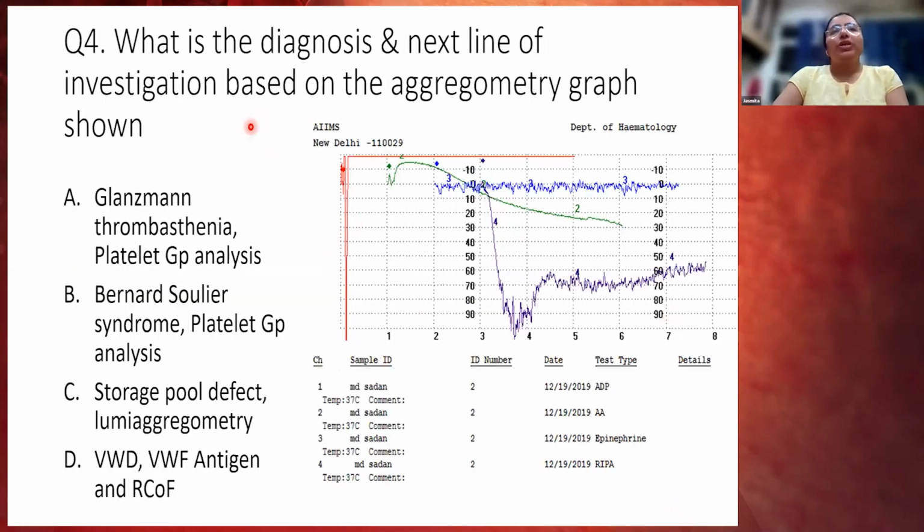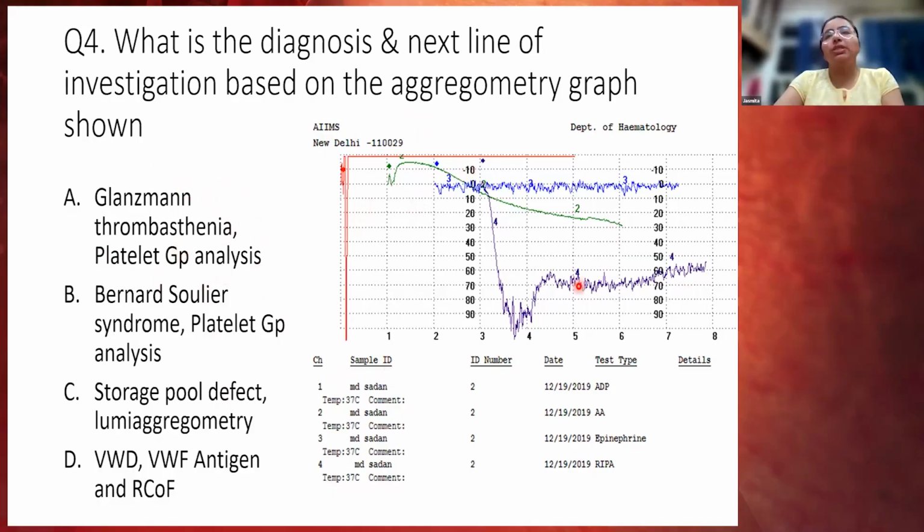Now this is the fourth question. What do you think is the diagnosis, and what is the further investigation that you would like to do? So you have a list of diagnoses and a list of the further investigations. Okay, so I think I only see one answer, or two answers. Okay, A. So I think all of you are nearly getting it right.